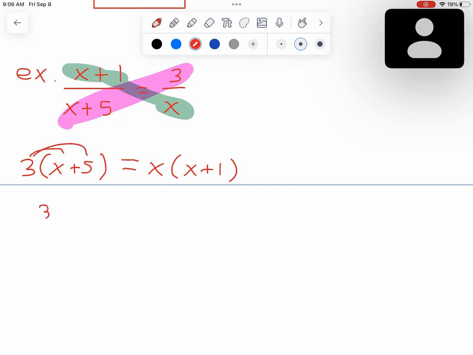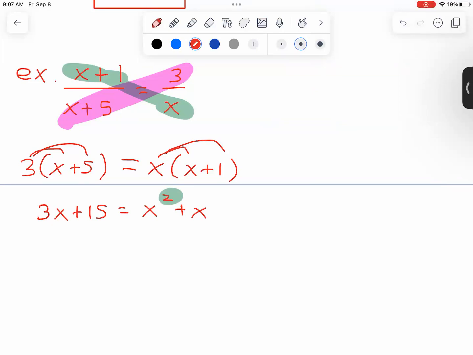On the left side, I get 3x plus 15. On the right side, I have x times x is x squared plus x. So remember, when we have x squared, that's going to turn into a factoring problem. So let me keep rolling with this.